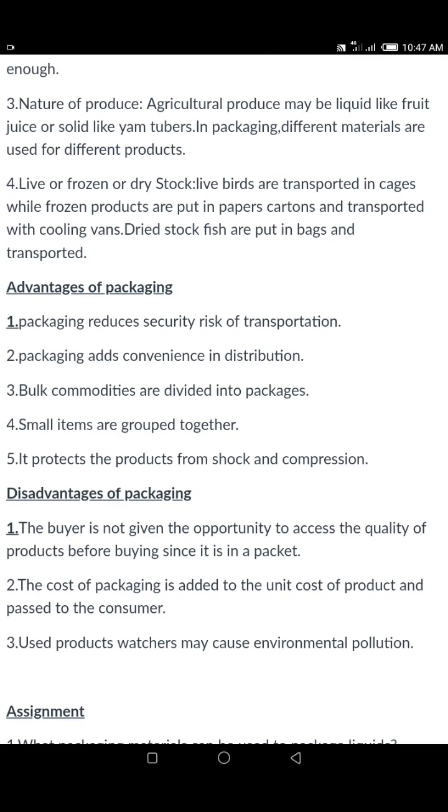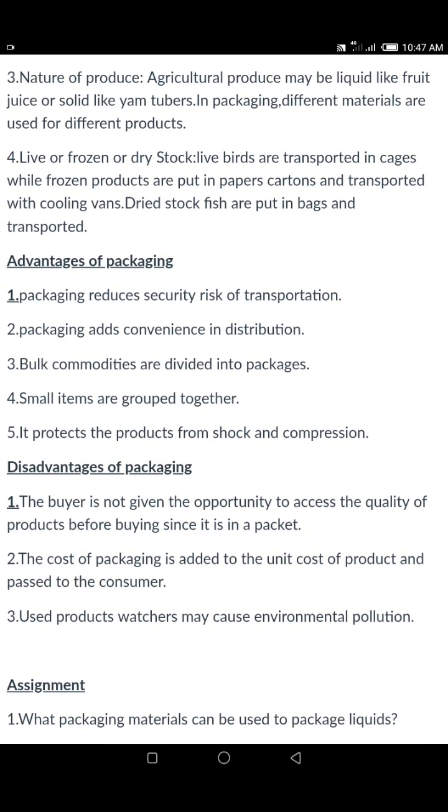We talk about advantages of packaging. One of the advantages of packaging is that it reduces security risks of transportation. When a product is put inside a packet, during transportation, it does not fall out from the vehicle. You don't have to complain that your product is falling out. Since it is inside a packet, it is well placed in a vehicle, and during transportation, it is safe.